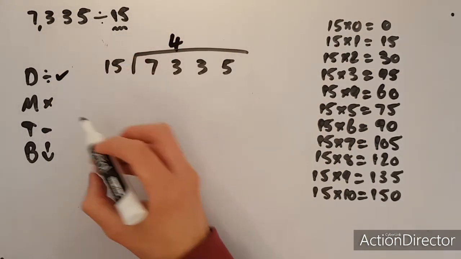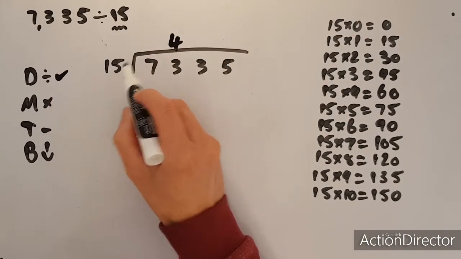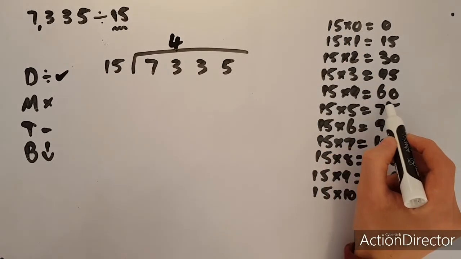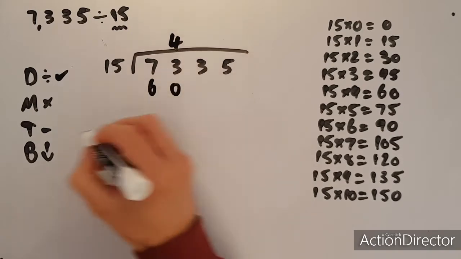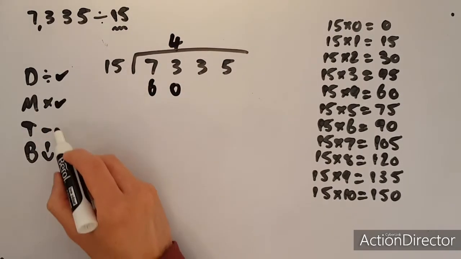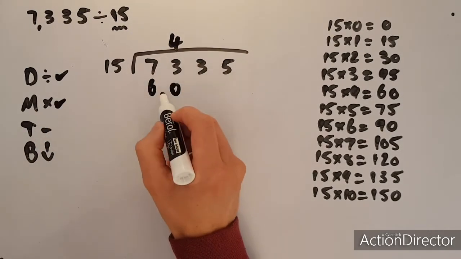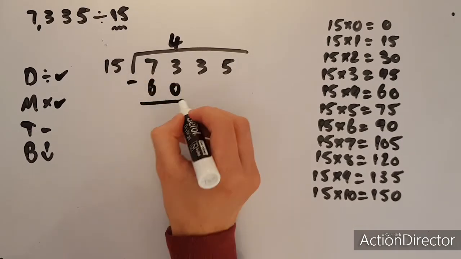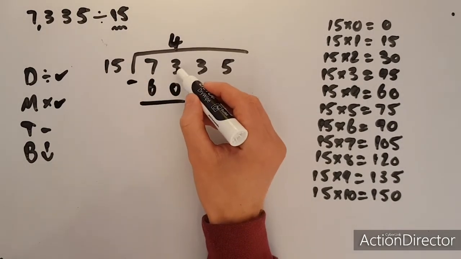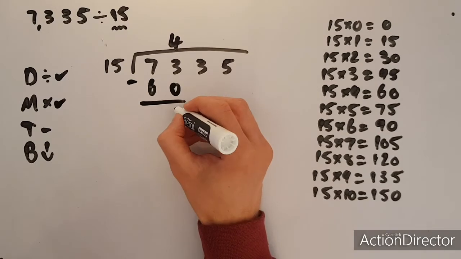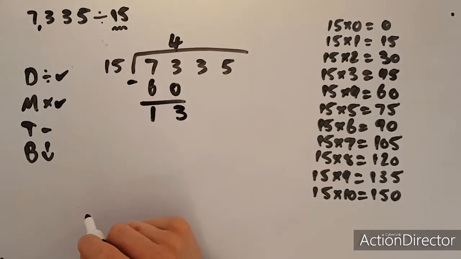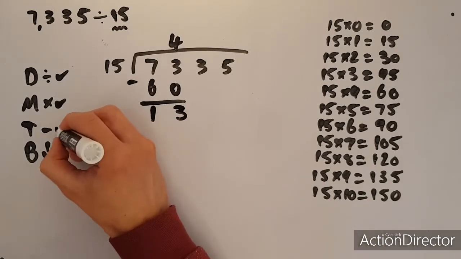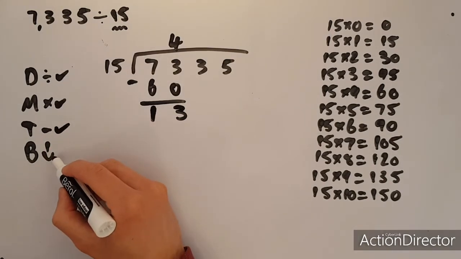So I've done my division. Next I need to multiply. So 15 multiplied by 4 is 60. I'm going to write 60 underneath my 73. So I've done my multiplication. Next I need to take away. So I need to take away 60 from 73. 3 take away 0 is 3. 7 take away 6 gives me 1. So I now have the answer of 13. I've done my takeaway. Next I need to bring down.